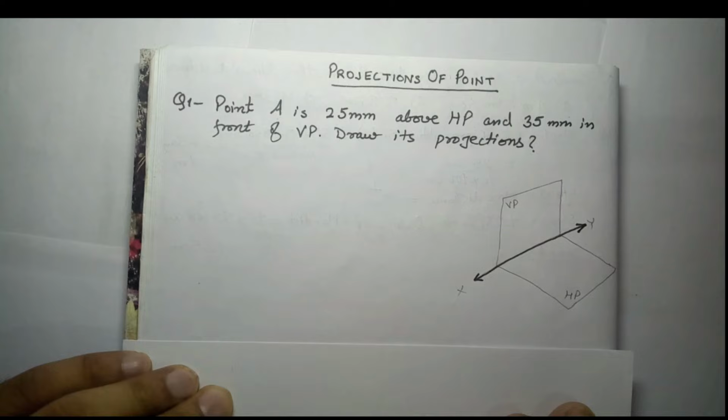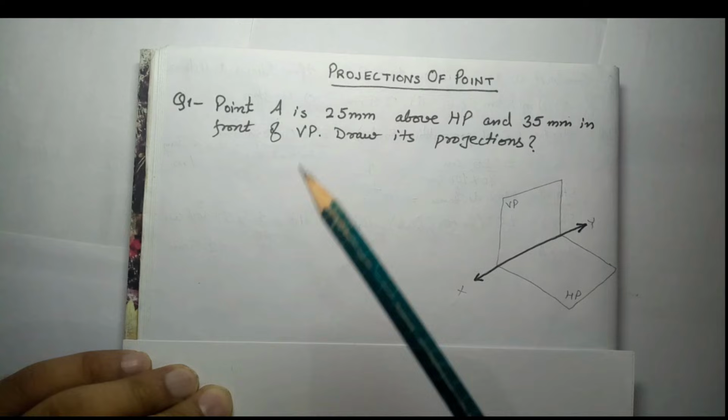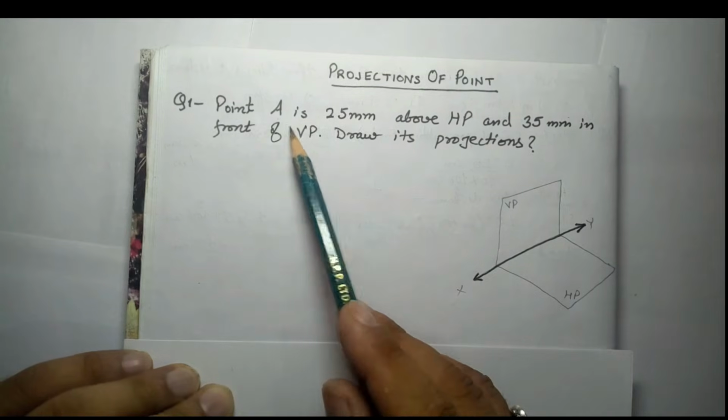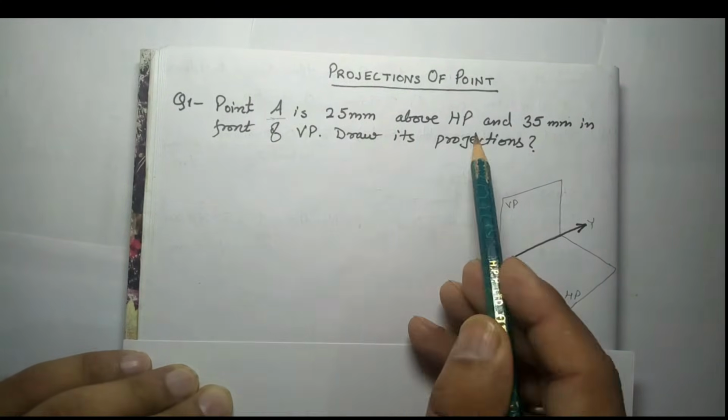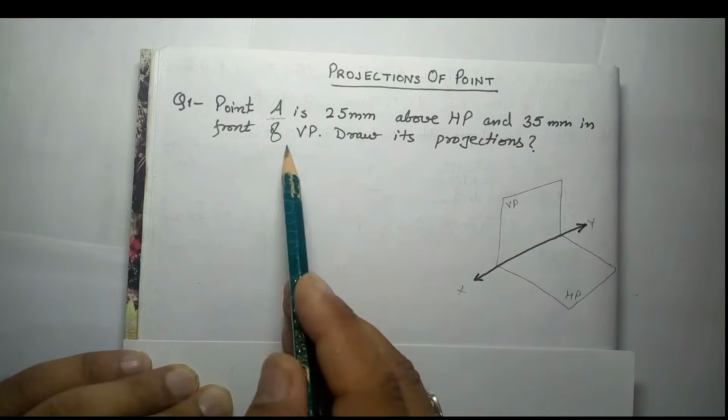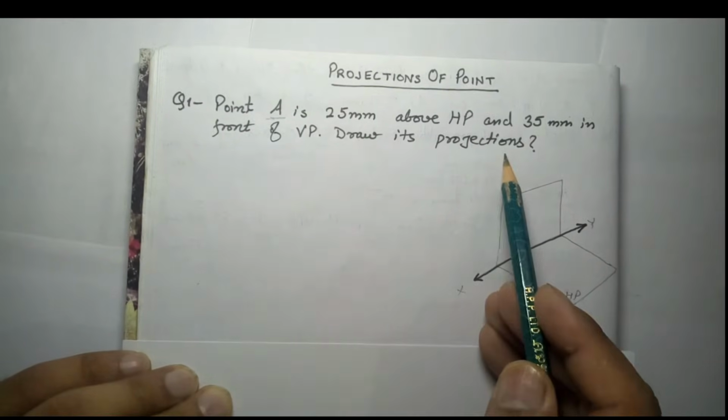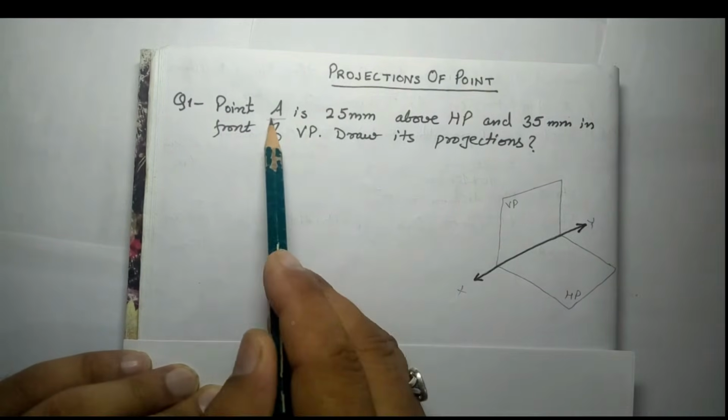Hello everyone. Now we will solve a few questions on projection of points. Let's say the first question is: point A. This is the name of the point. Point A is 25 mm above HP and 35 mm in front of VP. Draw its projections.